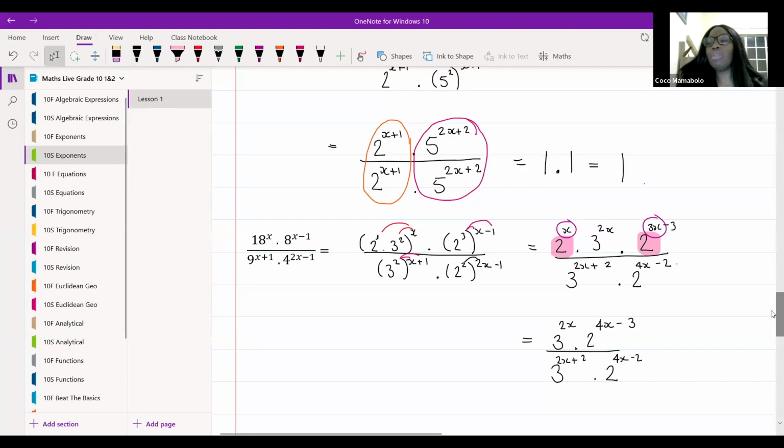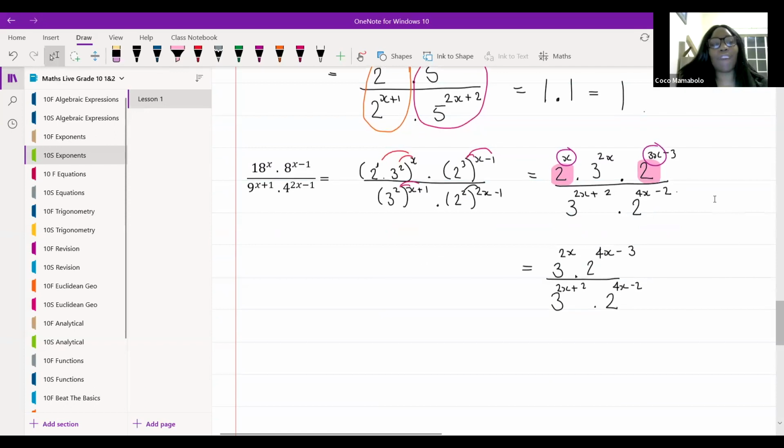Right, now my like bases are being divided. So I'm going to keep the base. I'm going to start with 3. I'm going to go 3 to the power of, how do I subtract my exponents? Top minus bottom. So I'm going to get 2x minus, open bracket, 2x plus 2 times 2 to the power of top 4x minus 3 minus, open brackets, 4x minus 2. And then we're going to distribute that negative, guys.